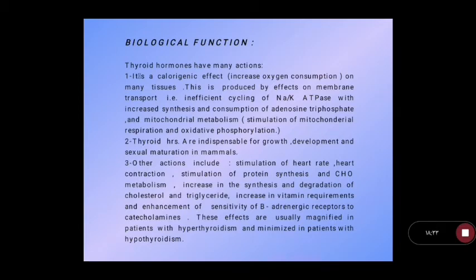With increased synthesis and consumption of adenosine triphosphate, ATP, and mitochondrial metabolism increases, with stimulation of mitochondrial respiration and oxidative phosphorylation. It increases all activities at the mitochondrial level. Thyroid hormone is also important for growth, physical and sexual growth of the human. So for developmental growth and sexual maturation in mammals.